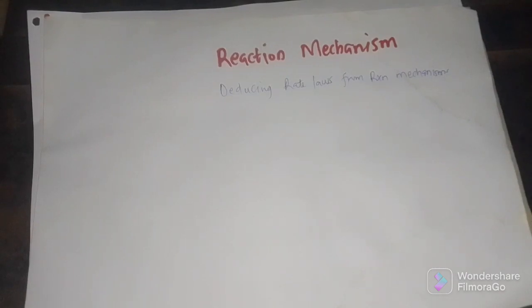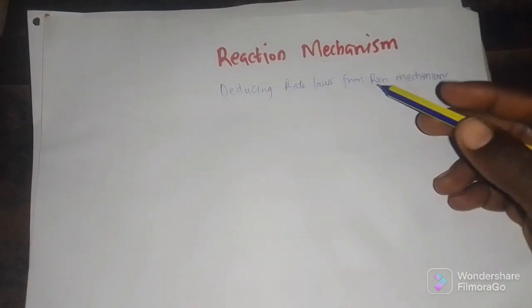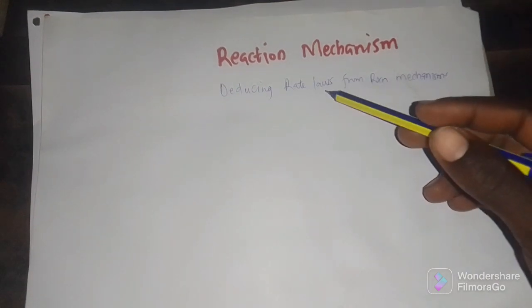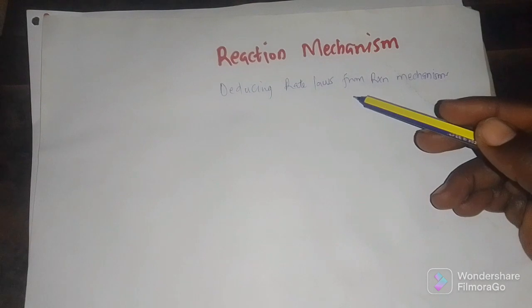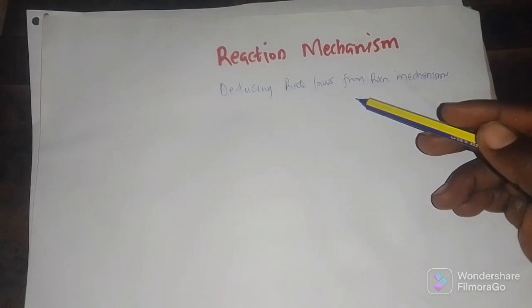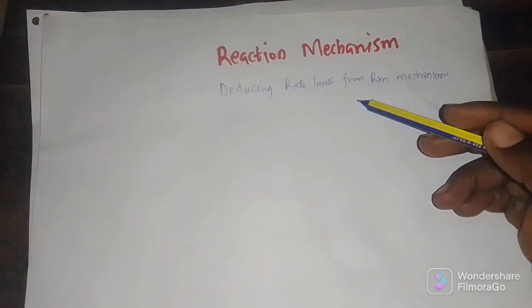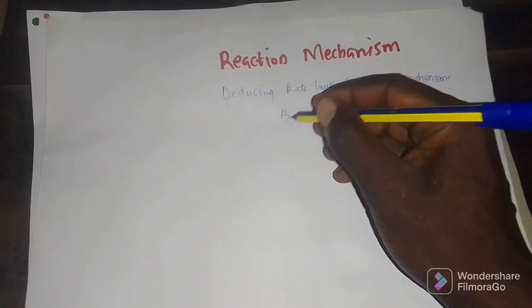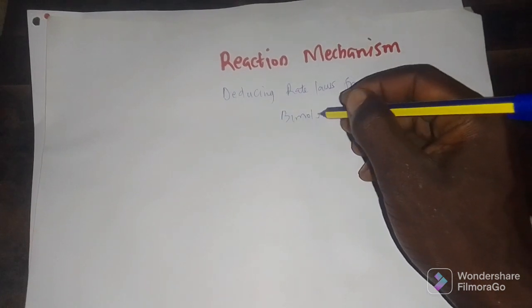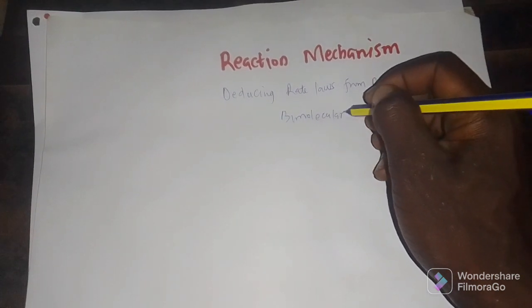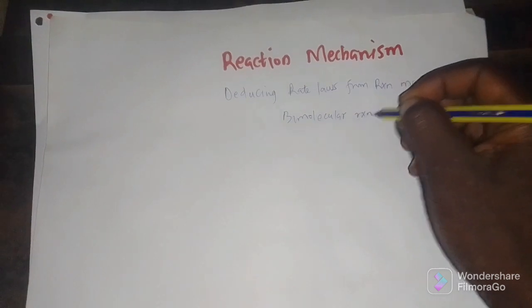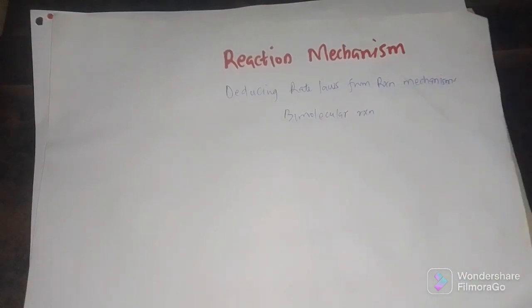And today we are going to study reaction mechanisms. Under reaction mechanisms, we look at how to deduce rate laws from given reaction mechanisms. In this video, we'll only consider bimolecular reactions. Now a bimolecular reaction is an elementary step involving collision of two reactant molecules.